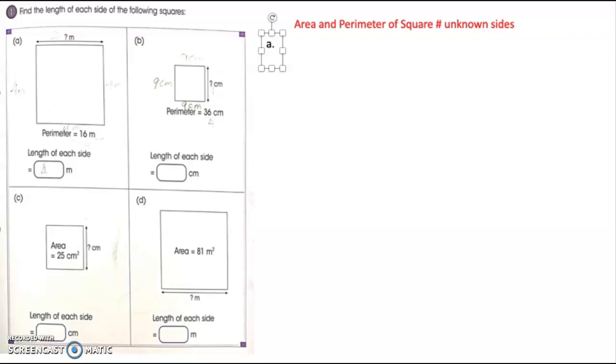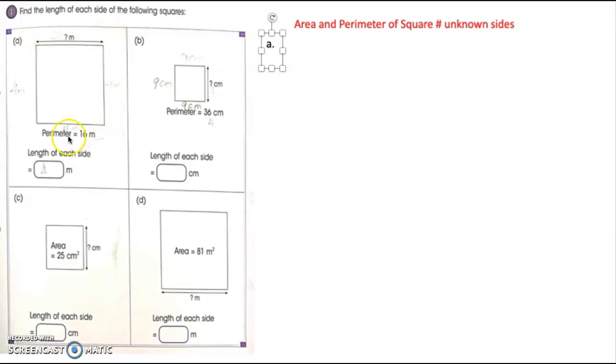Today we are going to learn how to find out the unknown side, the not given side, with the help of perimeter and area of square. Now for example, look at this square. All of them are squares. Okay, the length is not given.